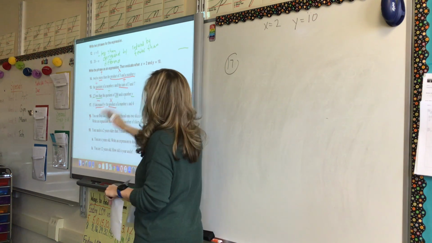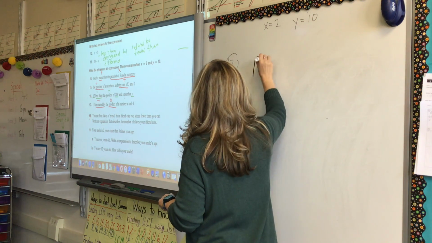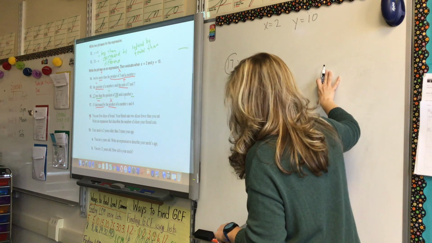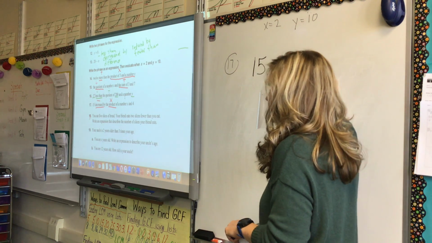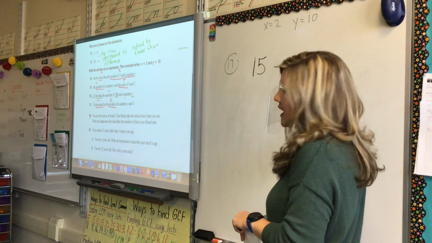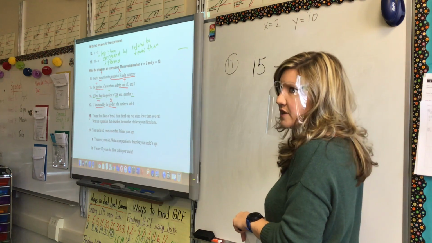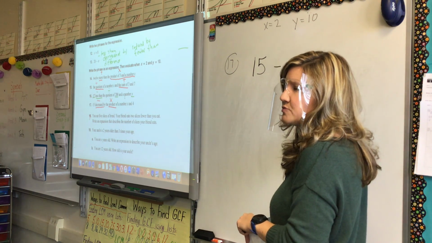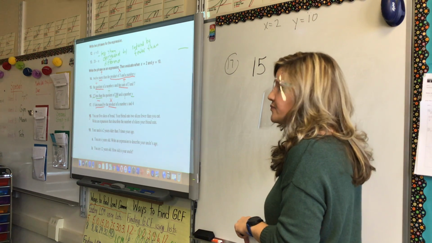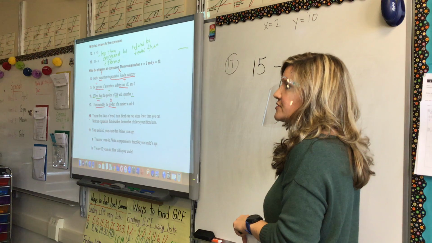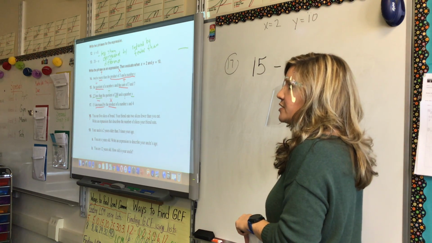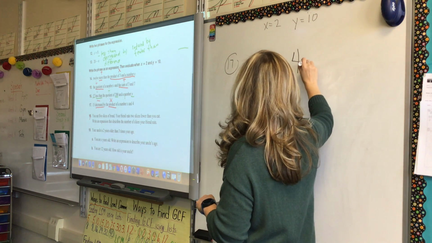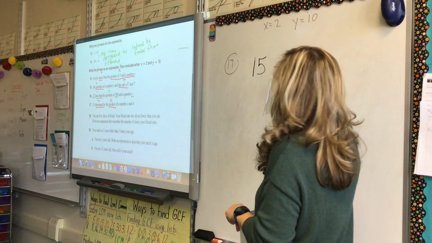Okay, so 15 decreased by the product of a number x and 4. 15 comes first. So we know we need to multiply x and 4. How do we write x and 4 as multiplication? What always comes first, the coefficient or the variable? The coefficient, so 4x, or 4 dot x.